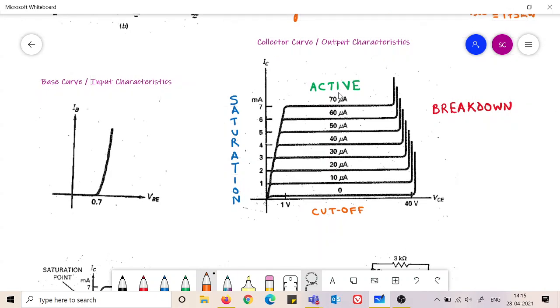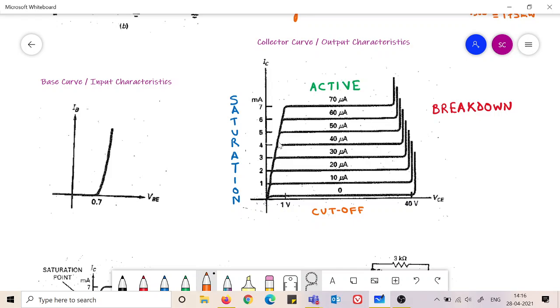So this is the idea of the active region. However, when we actually start increasing VCE, first we see this rising curve. First the IC rises a bit and then becomes constant. During the constant IC region, that is where the active region is, and that is where the current gain can be applied. The formula IC equals beta IB can be applied. But before this region there is a rising region of the current.